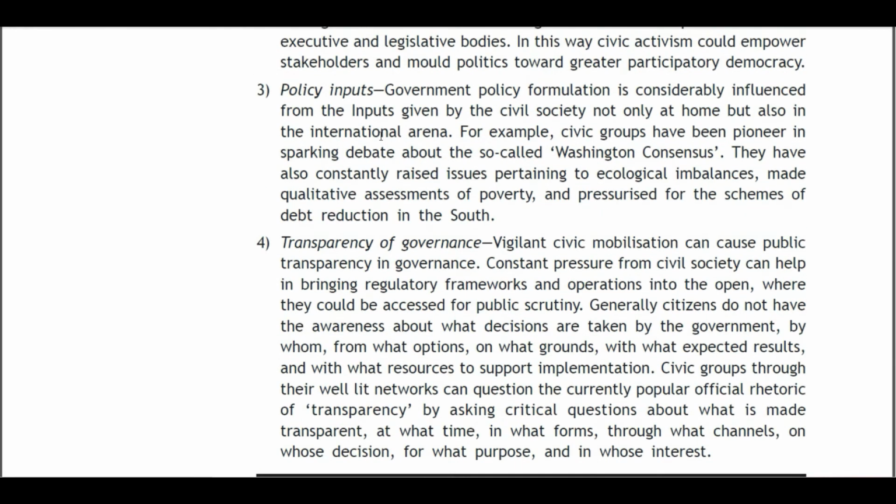3. Policy inputs. Government policy formulation is considerably influenced by the inputs given by civil society, not only at home but also in the international arena. For example, civil groups have been pioneers in sparking debates about the so-called Washington Consensus. They have also constantly raised issues pertaining to ecological imbalances, made qualitative assessments of poverty, and pressed for schemes of debt reduction in the South.